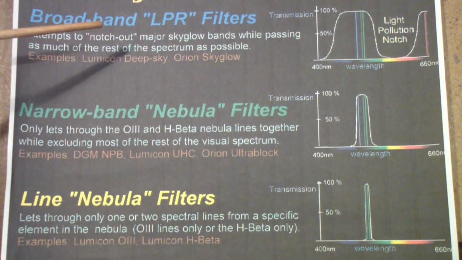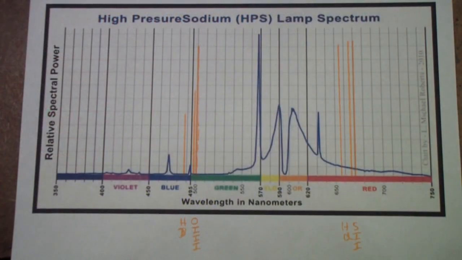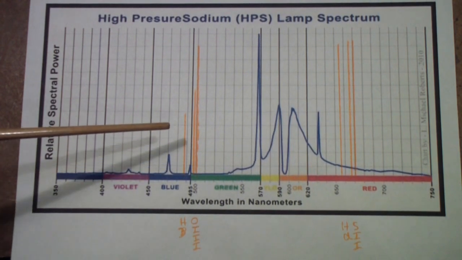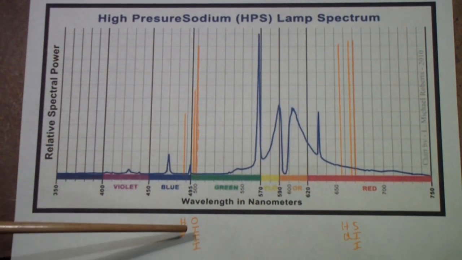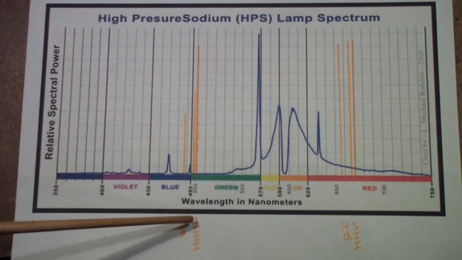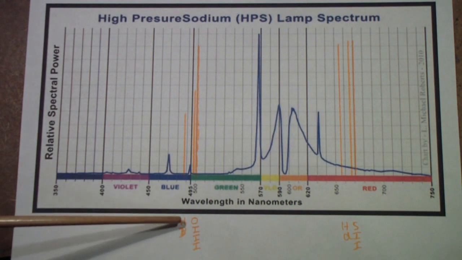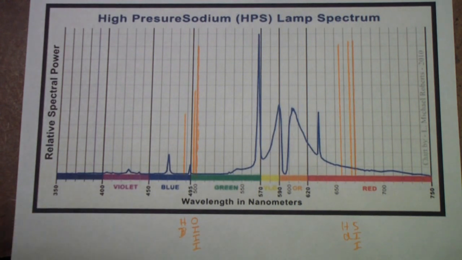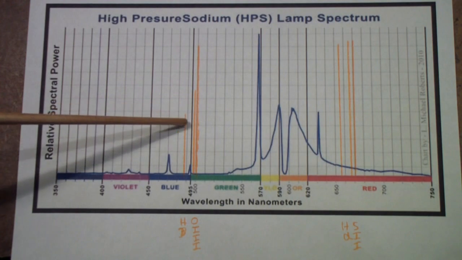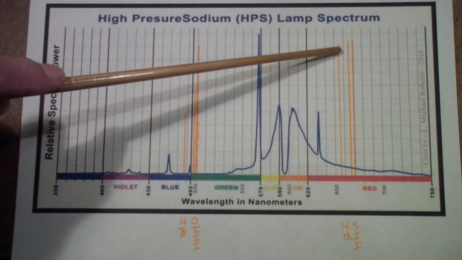But the type of filter and whether it will work in your particular situation depend on a number of factors. This is the same graph we saw earlier, but I have now drawn in orange a set of lines that are due to oxygen 3. Once again, we'll talk about that. Hydrogen beta, this line. And then over here on the right, hydrogen alpha, this line.